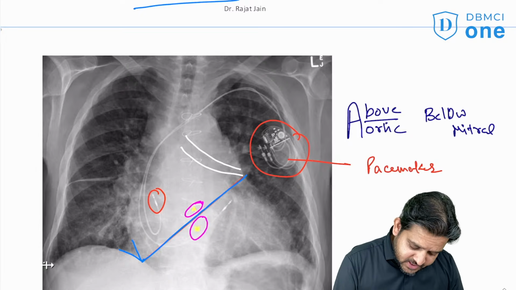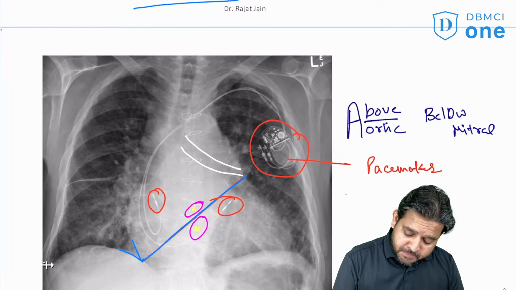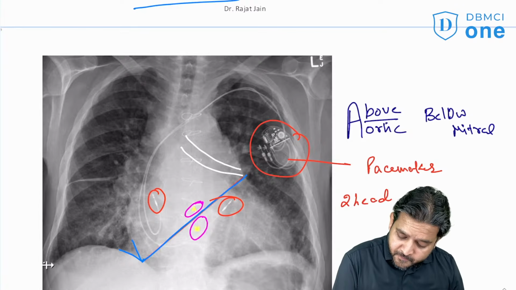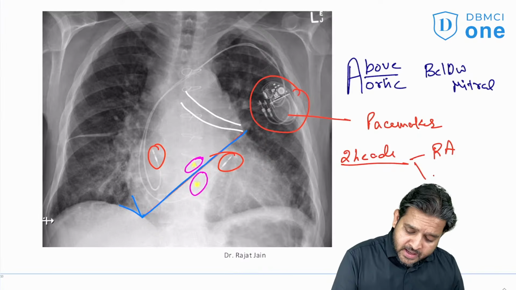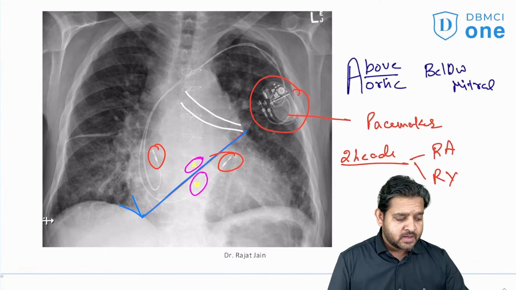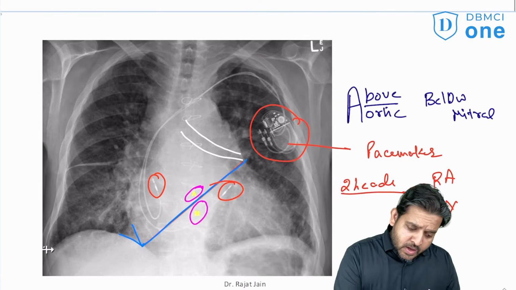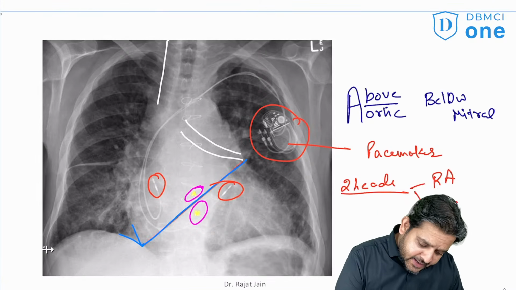Now you can see these wires. Normally a pacemaker has got two leads. One should be in the right atrium, another should be in the right ventricle. Okay, now you may get a lead here.